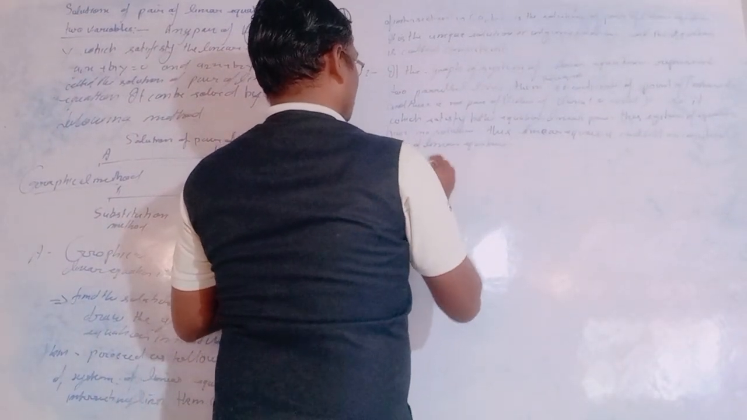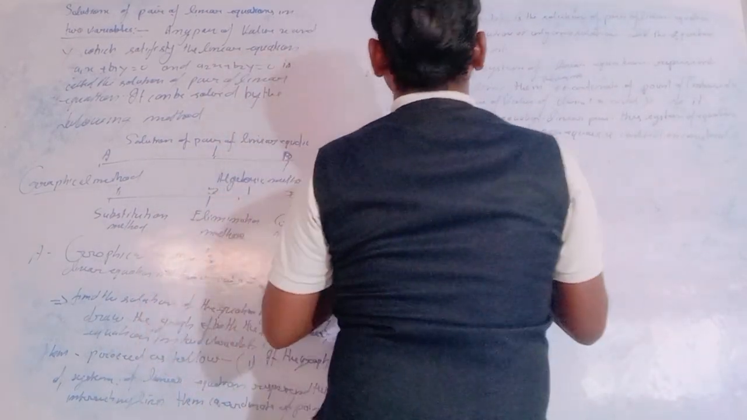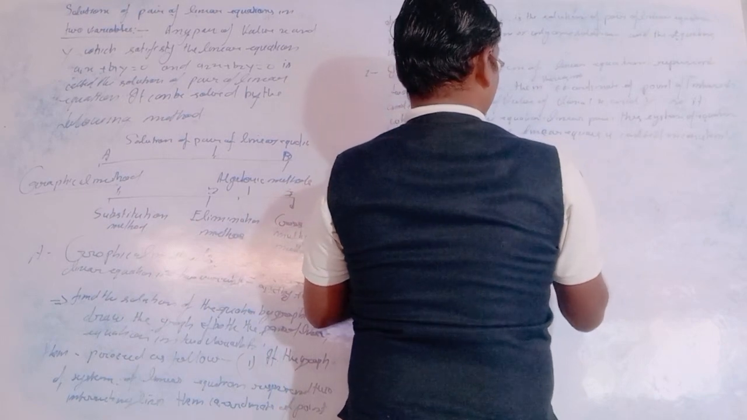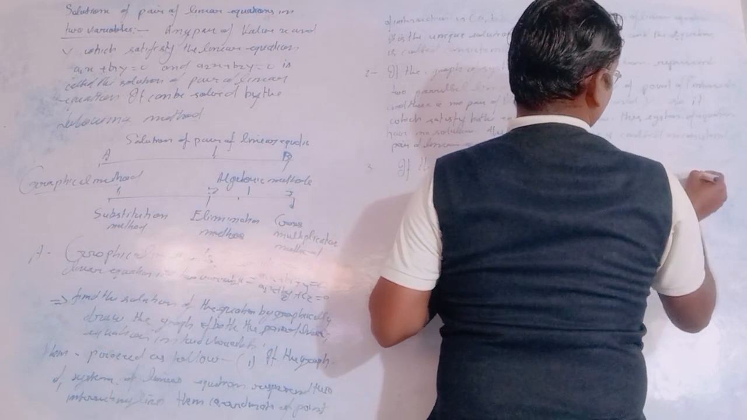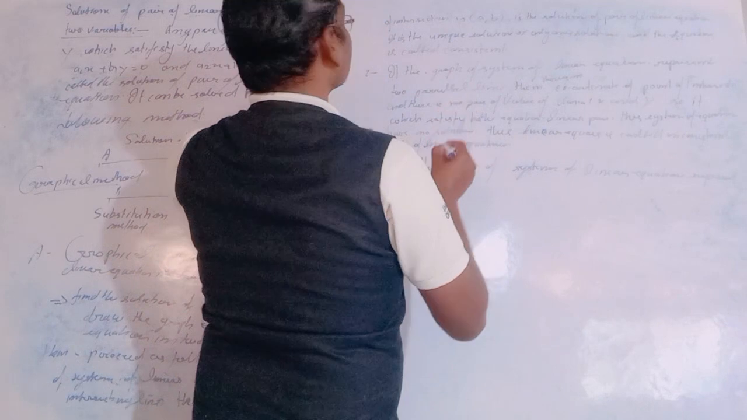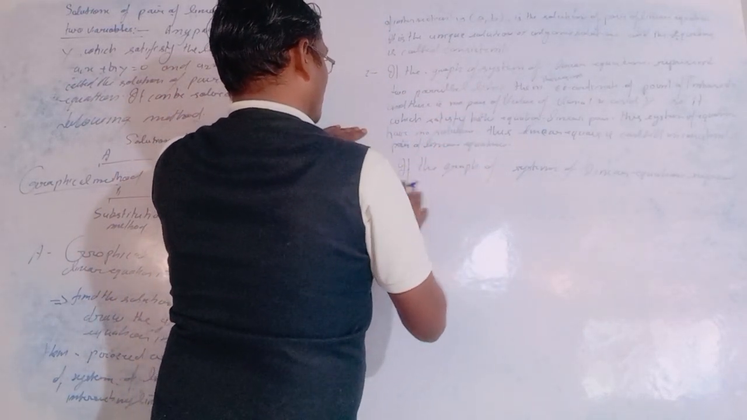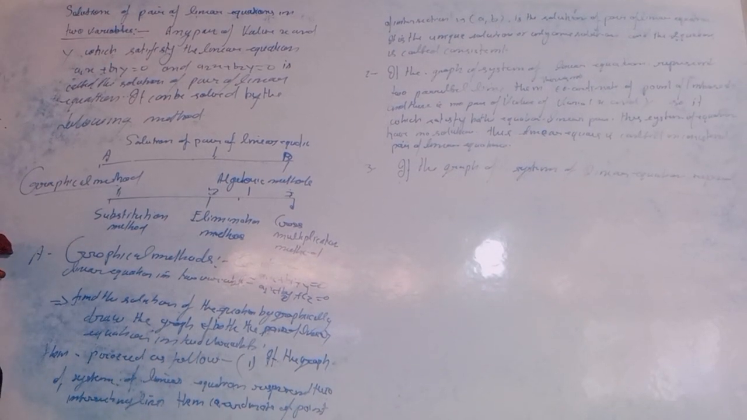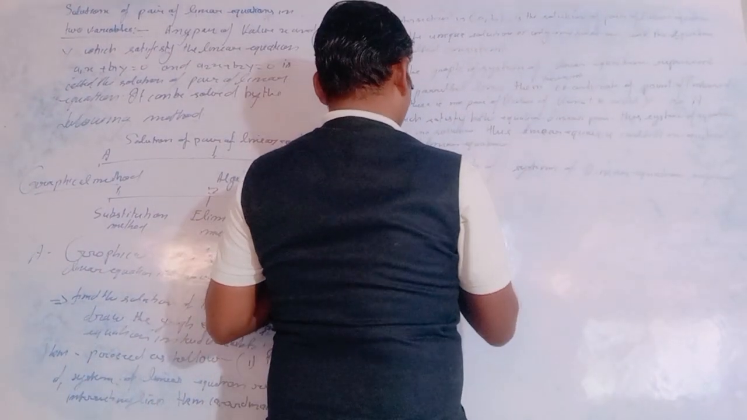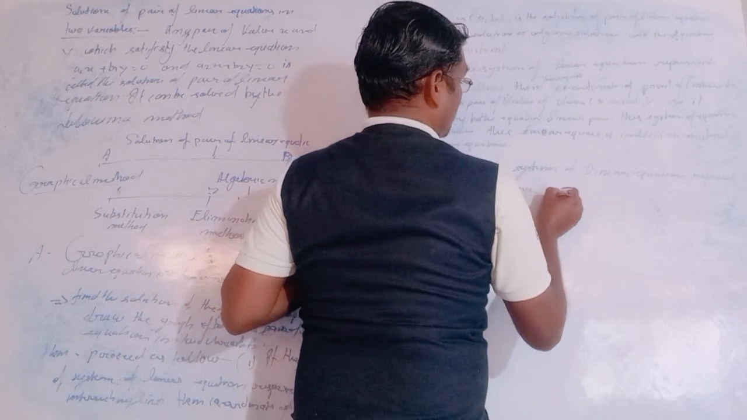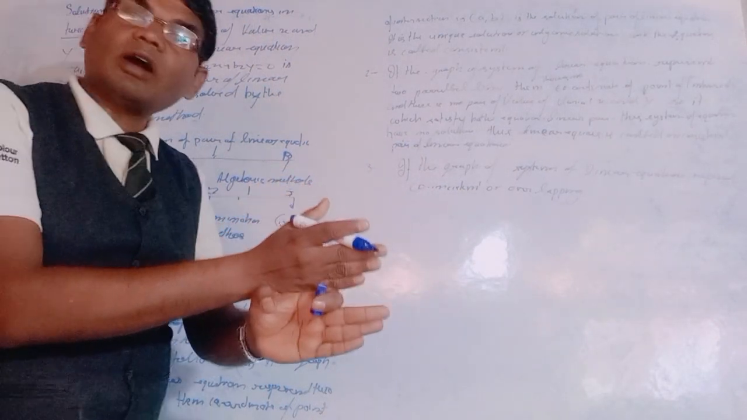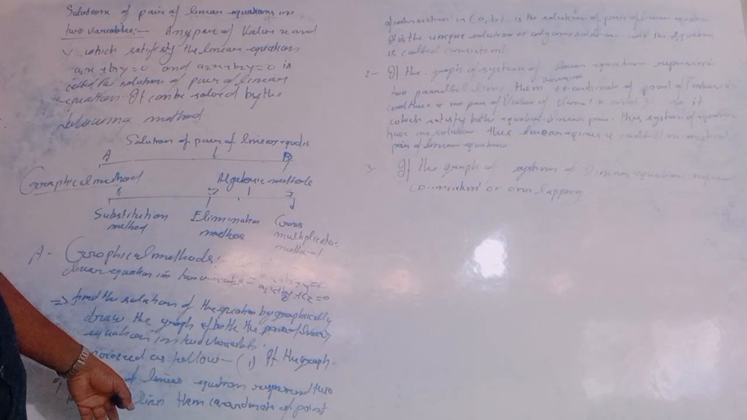If the graph of the system of linear equations represents two lines that overlap each other, that means the linear equations represent coincident or overlapping lines, meaning one line covers the other line.